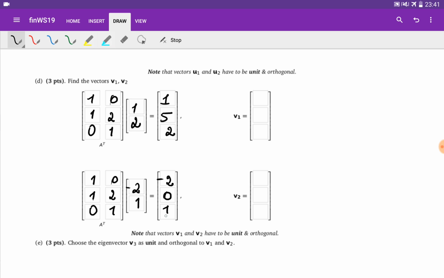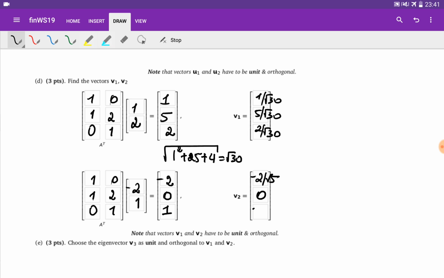Now we need to normalize this. In order to do this, we divide this vector by its norm. The norm of this vector is the square root of 1 squared plus 5 squared plus 2 squared, which is the square root of 30. It's going to be 1 over square root of 30, 5 over square root of 30, and 2 over square root of 30. Similarly, the second is going to be minus 2 over square root of 5, 0, 1 over square root of 5. Please note that V1 and V2 should be orthogonal to each other and of unit length.